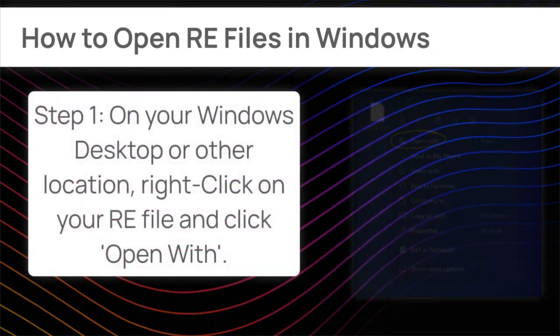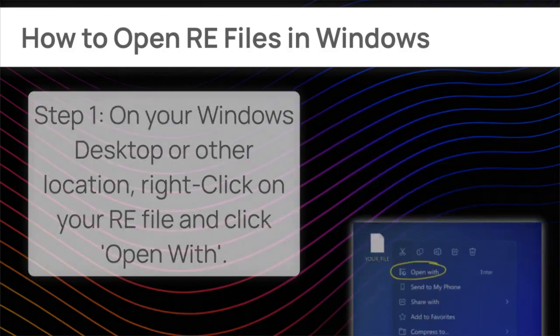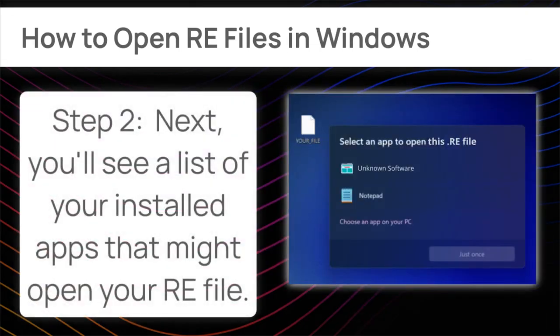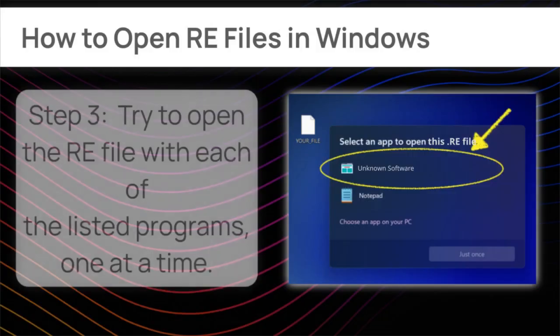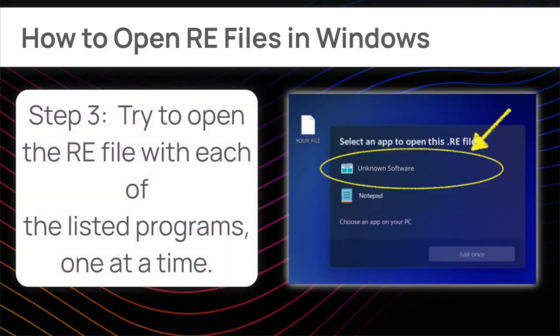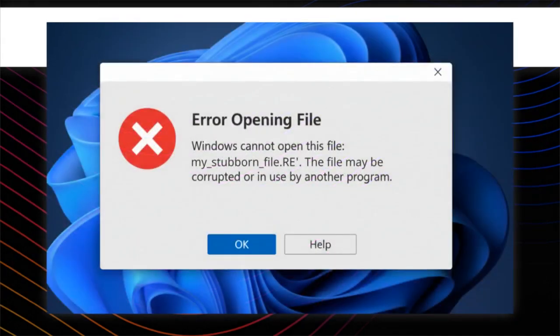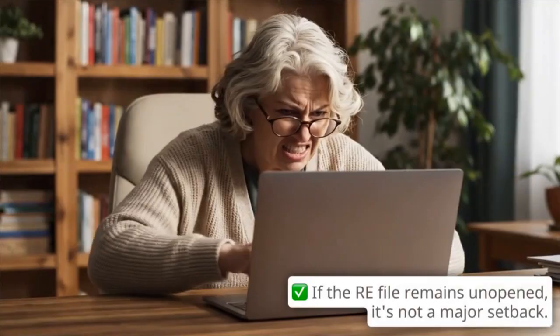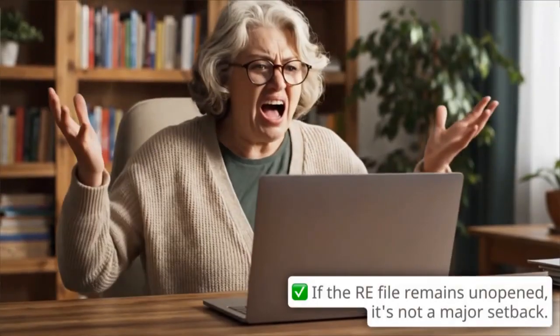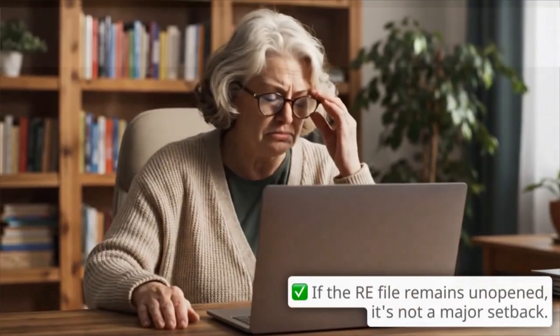We're performing an initial application check. Right-click your RE file and choose Open With. Test unknown software first. If it's not there, select another program. This simple process often yields a quick fix. When your RE file isn't responding, don't worry, it's typical. Before we proceed to the guaranteed fix, let's clarify the why. Here are the top technical explanations for the persistent RE file error.